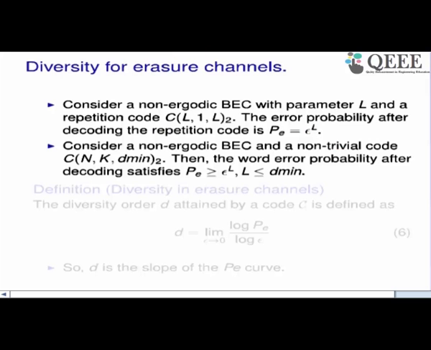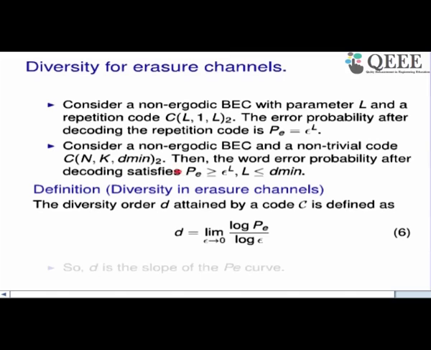We formalize this by introducing the definition of diversity order D. For a code C, it is defined as the log of the probability of error over the log of epsilon as epsilon tends to 0. So for the non-ergodic channel with a repetition code it is going to be L. For a non-trivial code it is going to be d min. If you remember from geometry, this term is essentially the slope of the probability of error curve. So D is the slope of the probability of error curve.